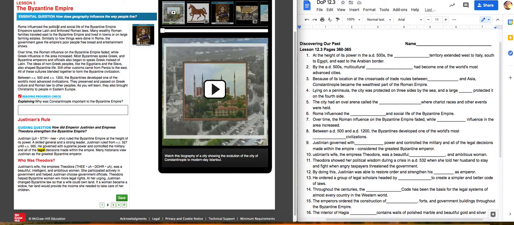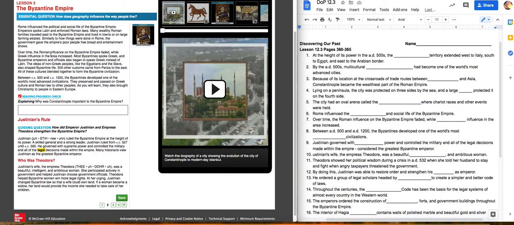Rome influenced the political and social life of the Byzantine Empire. Emperors spoke Latin and enforced Roman laws. Many wealthy Roman families traveled east to the Byzantine Empire and lived in towns or on large farming estates. Similarly to how things were done in Rome, the government gave the empire's poor people free bread and entertainment shows. Remember, bread and circuses. It's still happening, guys, as they're working through that. You got number 6 in your notes with political up here as we started this paragraph.